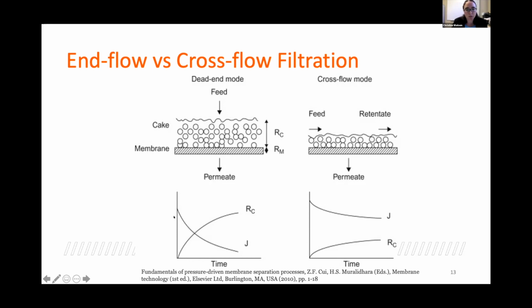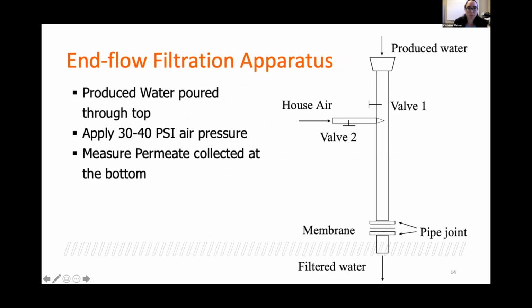These graphs show the flux through the membrane. J is the flux of the permeate through the membrane. RC is the resistance due to caking. And so you can see that in inflow, the flux of the permeate through the membrane decreases as the cake layer increases and the resistance due to caking increases. In crossflow, the flux through the membrane decreases but then reaches a steady state as the cake layer also reaches a steady state, the resistance due to caking.